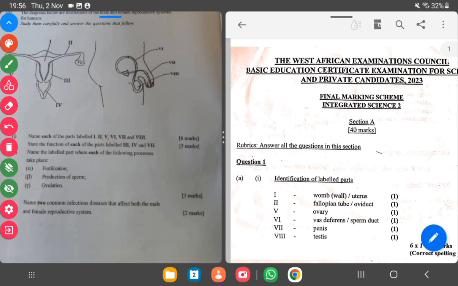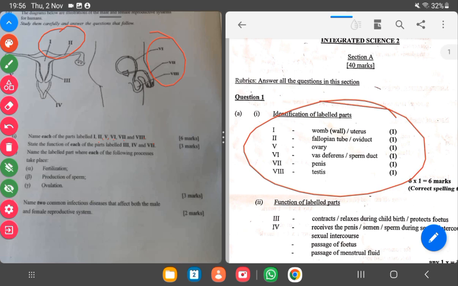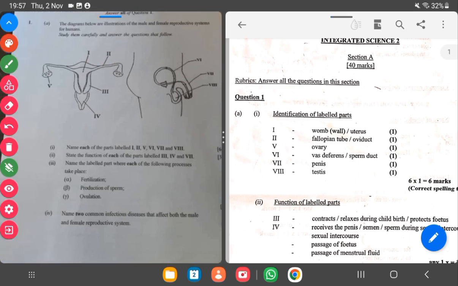I, then I. So if you don't follow instructions here, you would just move and then just label everything. But that's not the case. You are just asked to label just some parts. So looking here, we have our I to be the womb or uterus, the II to be the fallopian tube, then the vein. The vein to be the ovary, the vein I to be the vas deferens, and then your vein II to be your penis, and the vein II to be your testis, that's the testis.